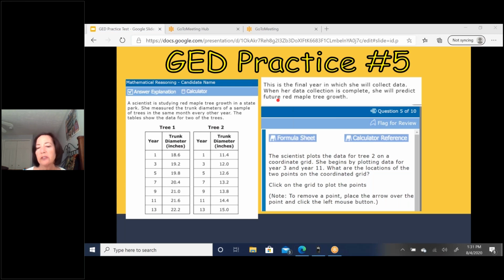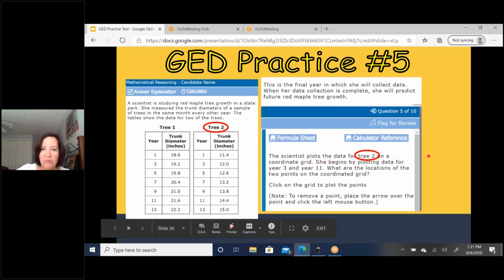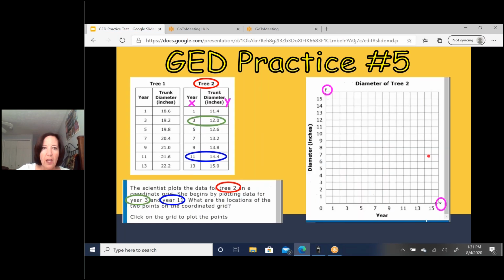And then it tells you click on the grid to plot the points, and then to remove, you can place the arrow over the point and click the left mouse button. I don't have that luxury the way my program is set up. But the most important thing is they've given us a lot of data, and they only want us to use a very small portion of it. So let's make sure that we are focusing in on just the data for tree 2 and only on year 3 and year 11. Okay, so here's the coordinate grid that they've got.